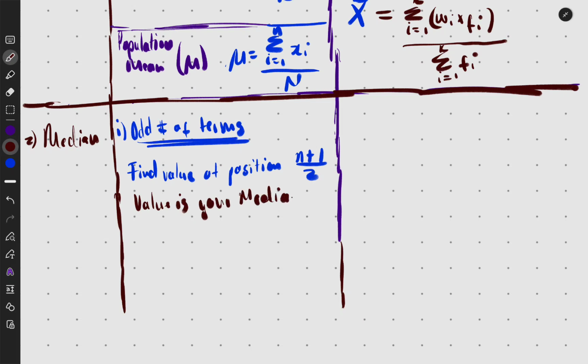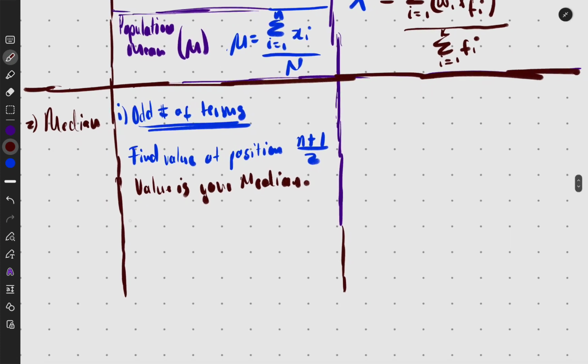First find the value at position n plus 1 over 2. So you're going to say n plus 1 over 2. The answer you get is the position. You go to that position and you find that value. That value is going to be your median.